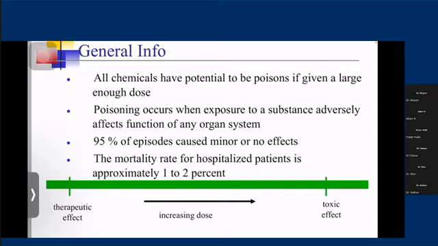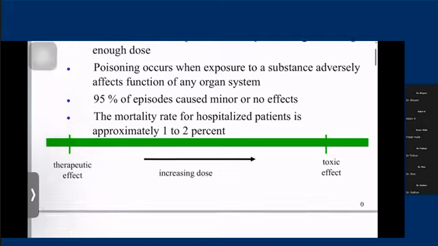due to poisoning. Usually around 5% of emergency room visits are due to poisoning. So it is not a minor problem. It is becoming a huge burden, especially in developing countries. As you can see from the picture, any substance can cause poisoning depending on the dose.